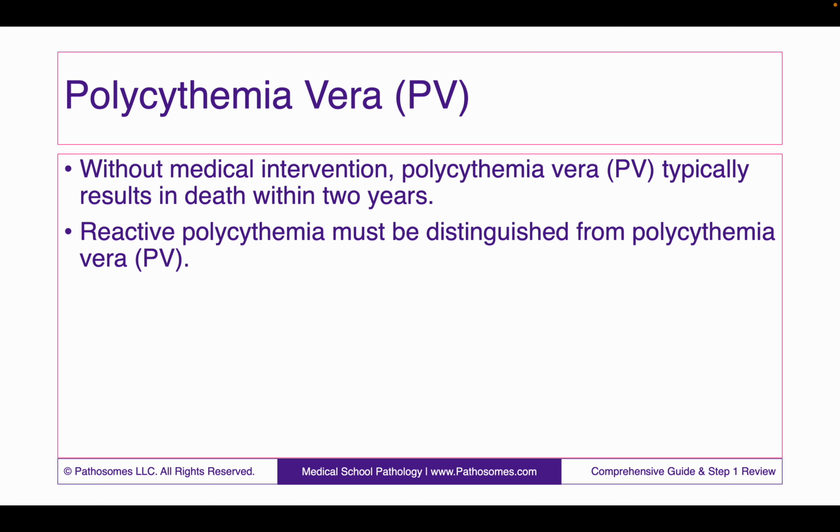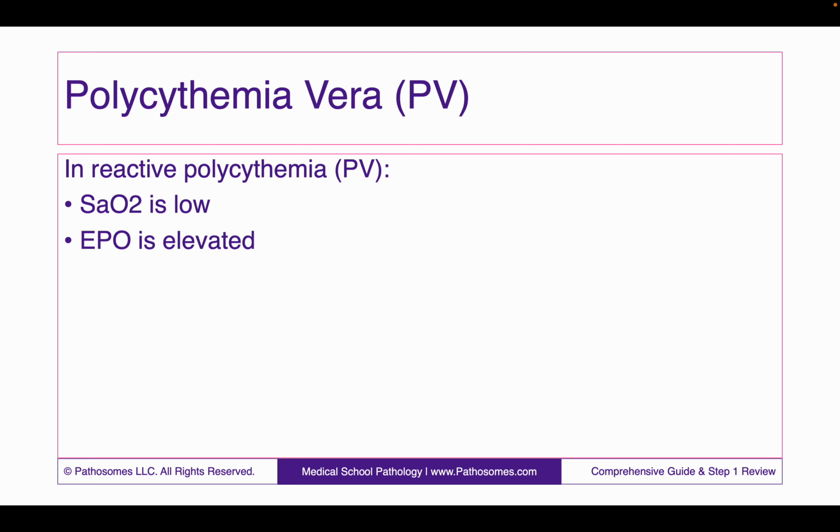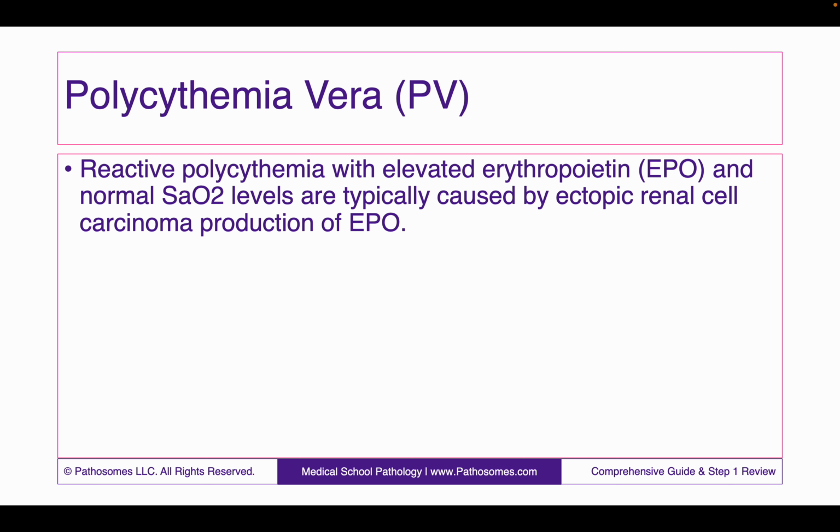Reactive polycythemia must be distinguished from Polycythemia Vera. In Polycythemia Vera, the SaO2 is normal and erythropoietin levels are low. However, in reactive polycythemia, the SaO2 is low and the EPO is elevated. Polycythemia with elevated erythropoietin and normal SaO2 levels is typically caused by ectopic renal cell carcinoma production of erythropoietin. Isn't that fascinating?